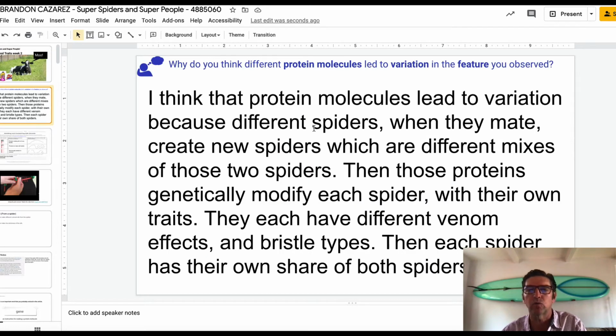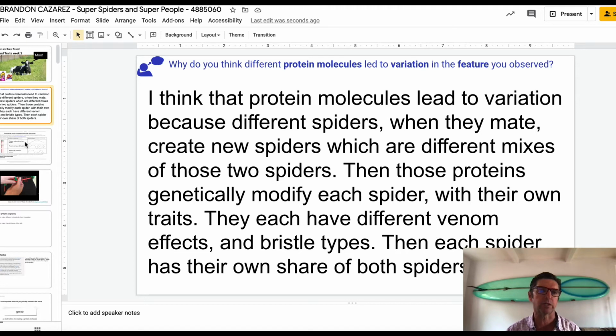Now he has his own words about protein molecules. I think that protein molecules lead to variation because different spiders, when they mate, create new spiders, which are different mixes of those two spiders. Then those proteins genetically modify each spider with their own traits. They each have different venom effects and bristle types. Then each spider has their own share of both spiders. Not everything about both spiders, a share. Brandon, he's already pretty much at an A because he shows this is A-level work.